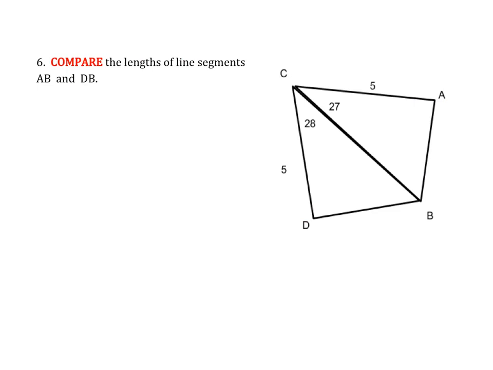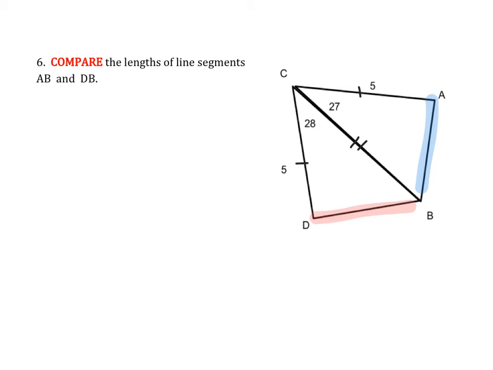Okay, so here we are asked to compare the lengths of line segments AD and DB. So we're going to compare AD, which is right here, with the DB, which is right here. Here you'll notice that we have a scenario where we have two congruent sides. This side is congruent to this side because they're both 5. And then that middle line segment is shared by both triangles, so it's congruent to itself. So when we have a situation where we have two sides of a triangle that are congruent, we can use the angles to compare the sides.